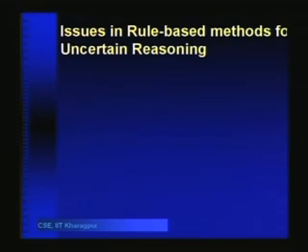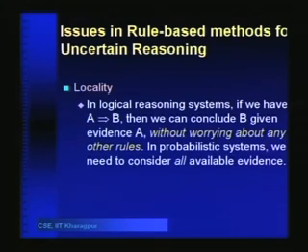So, issues in rule based methods for uncertain reasoning. These are the problems that I am highlighting. First problem is the problem of locality. In logical reasoning systems, if we have A implies B, then we can conclude B given evidence A without worrying about any other rules. But in probabilistic systems, we need to consider all available evidence. It is not just the evidence A that is going to determine the probability of B. There can be other evidence also which can influence it.